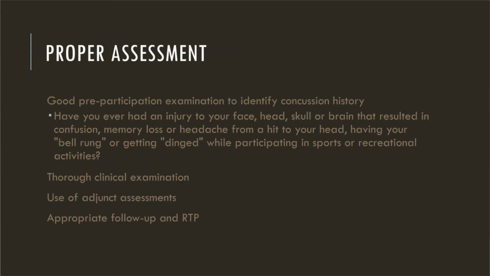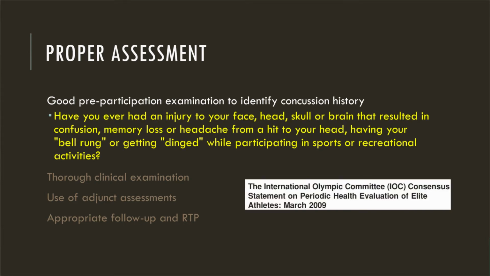Proper assessment begins with the pre-participation exam, and the question up on this screen is one that's used in the International Olympic Committee's evaluation of elite athletes. The question allows the clinician to ask the patient about prior injuries to numerous body parts that could be related to concussion, includes symptoms such as confusion, memory loss, or headache, and includes lay terms such as bell rung or getting dinged that sometimes athletes do not associate with concussion.